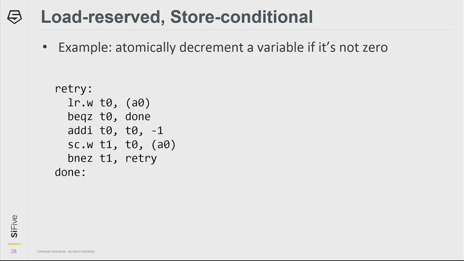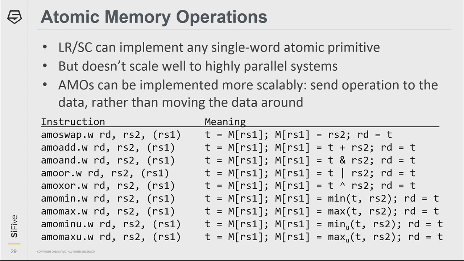Now, you might be wondering how you don't get into deadlock situations with this, and the short answer is that the ISA guarantees freedom from load reserve store conditional livelock if you follow a certain set of relatively baroque constraints that the ISA manual lists out. Like, for example, you can't have system calls in the middle of your load reserve store conditional sequence. Kind of obvious, but you have to spec that.